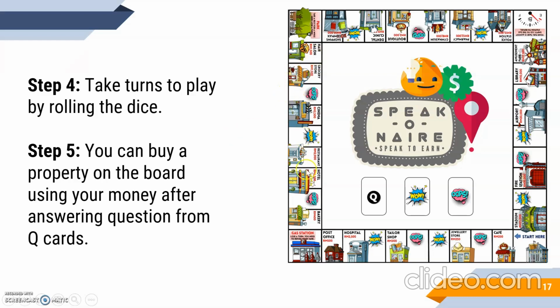This is the example of the board that we have designed for this strategy. If you look here, it has different buildings or properties that you can buy. But the most important thing here is the cue cards. The learners will have to answer these questions with suitable responses before they can buy this property.